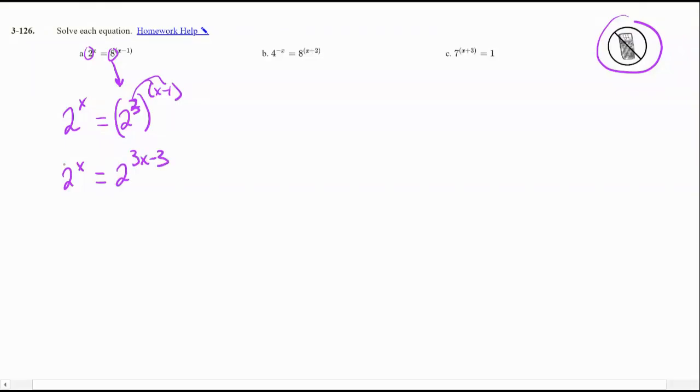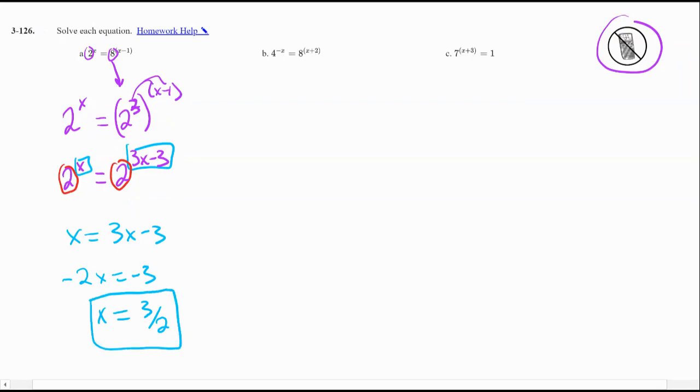Now, the nice part about when I have a common base is that I can just set the exponents equal to each other and solve. So from here, I have x equals 3x minus 3, where I'm going to say I got negative 2x equals negative 3, divide both sides, and get x is equal to 3 halves.